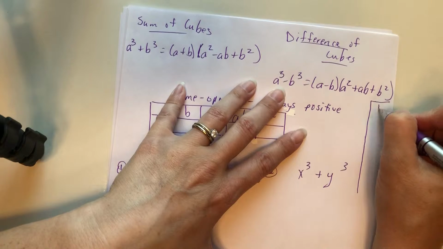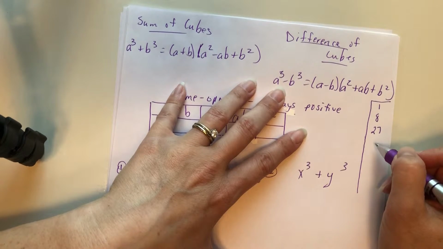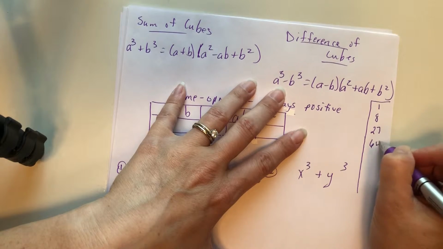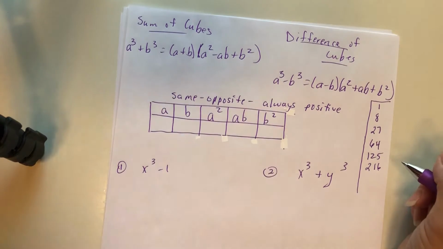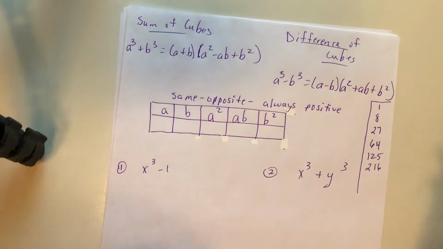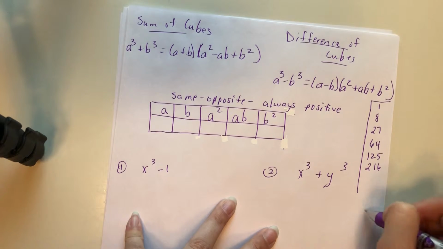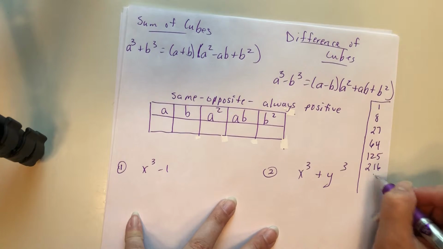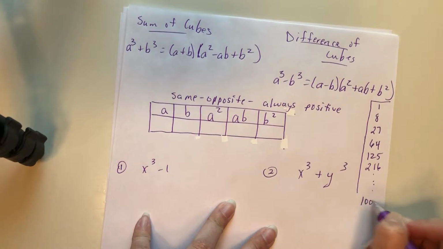So 1 cubed is 1, 2 cubed is 8, 3 cubed is 27, 4 cubed is 64, 5 cubed is 125, 6 cubed is 216. The 7, 8, and 9, I don't know if you're going to need those, and honestly, I don't even remember what they are myself. 7 cubed, 8 cubed, 9 cubed, I don't know if you're going to have to know those. I'll get back to you on that. But 1000 is 10 cubed.